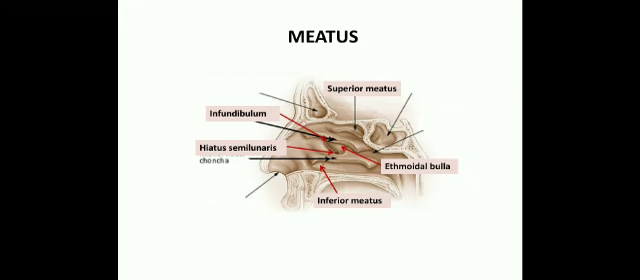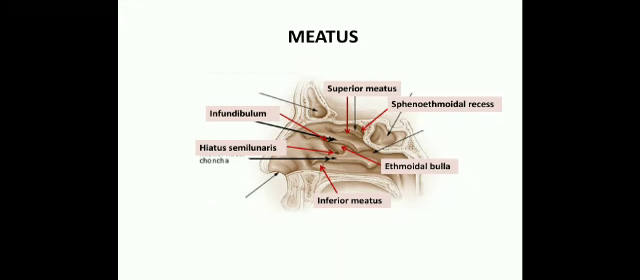Then the superior meatus, present just below the superior concha. This is the shortest and the shallowest of the 3 meatuses. And just above the superior concha there is a triangular depression, which is called the sphenoethmoidal recess.